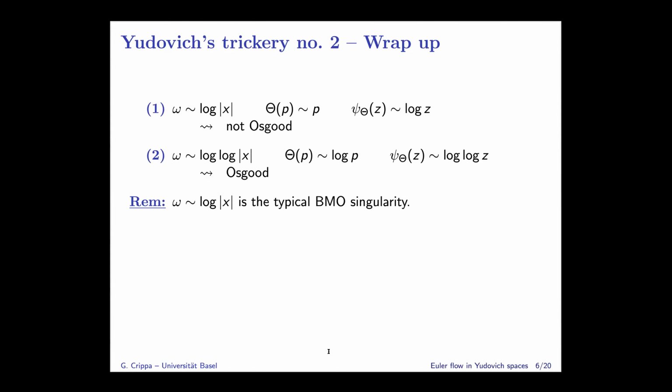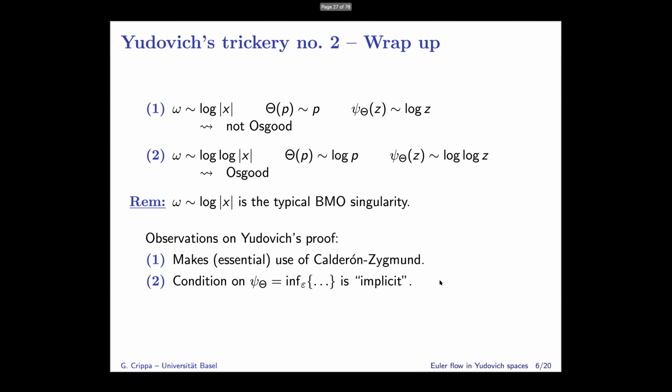But log of x is the typical BMO singularity. If you look at the type of blow up, a BMO function does not need to be L infinity, it can have blow ups, and the typical one is like log of x. So this motivates why BMO is not covered by Yudovich's trick.